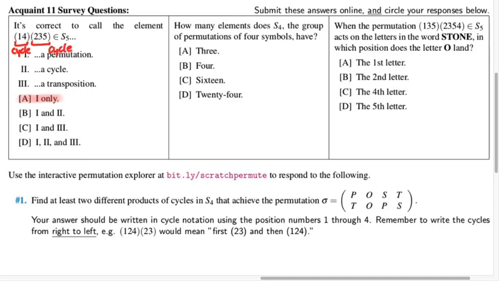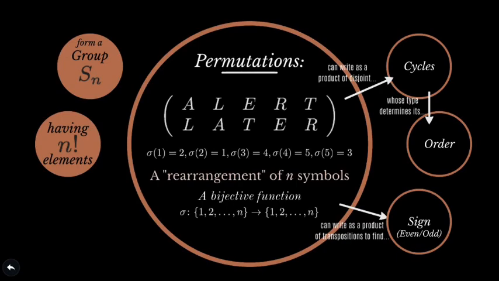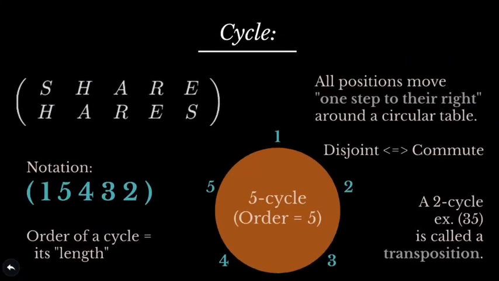Because after all, what does cycle mean in the first place? It means one of these permutations in which every position is just sort of moving one step to its right around a big circular table, is one way to think about what a cycle is and why we call it a cycle in the first place, right? For example, this permutation that turns share into hairs, right? I can write down notation for this like this, (1 5 4 3 2).